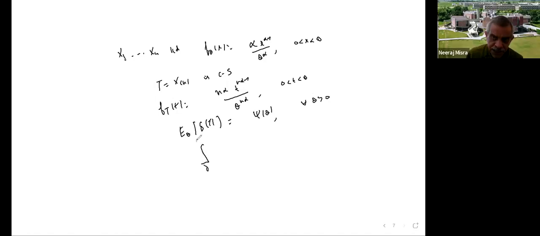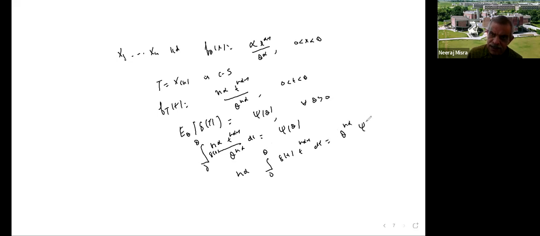This becomes the integral from 0 to theta of n alpha t to the power n alpha minus 1, theta to the power n alpha, dt, minus psi theta. That means n alpha, integral from 0 to theta. Sorry, delta t should be there, right? Delta t, t to the power n alpha minus 1 dt, is the same as theta to the power n alpha psi theta.